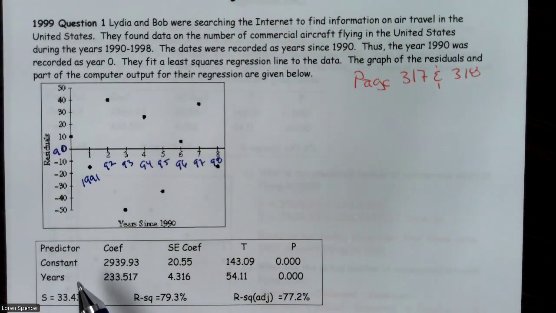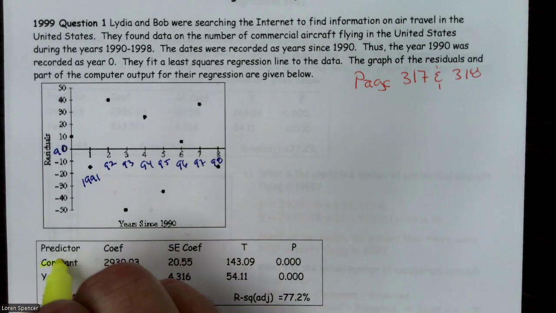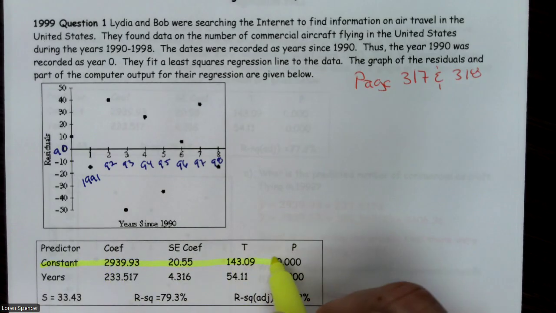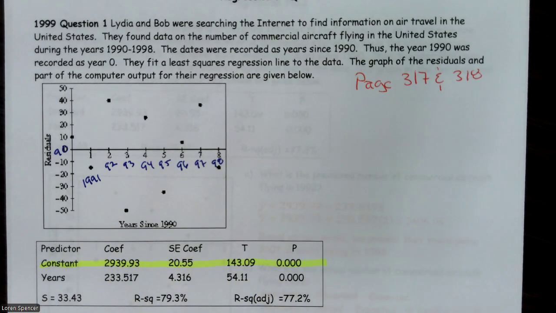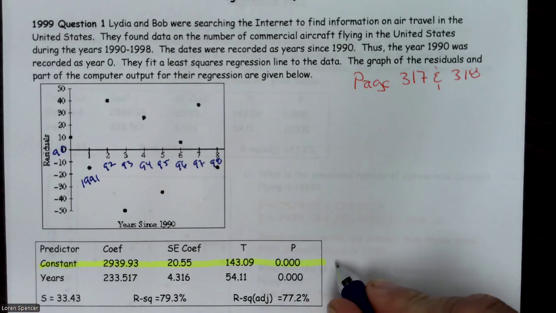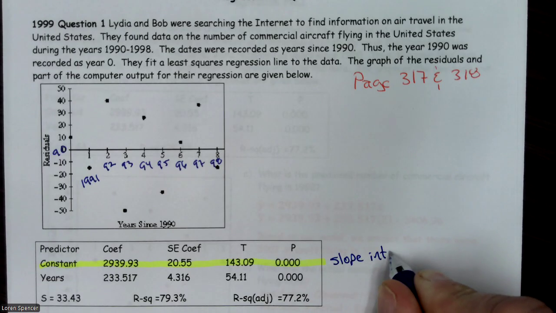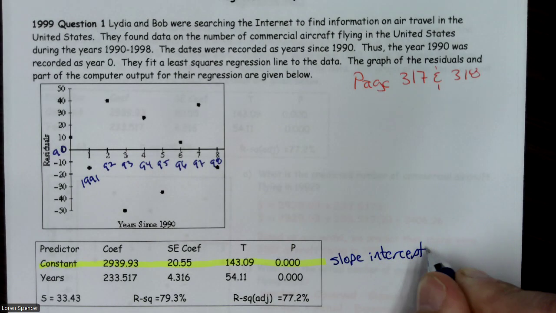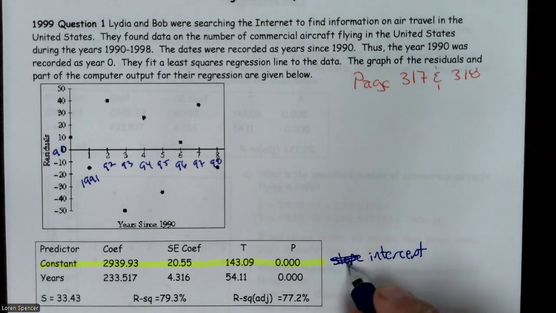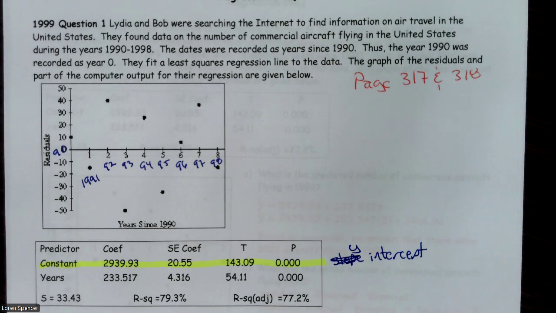And then the next thing we see is we have a computer printout. We might as well highlight the important word. The important word that sets us off is constant. That's our slope intercept row. And of course, you know what, instead of slope intercept, let's call it just the y-intercept row, less likely to be confusing.